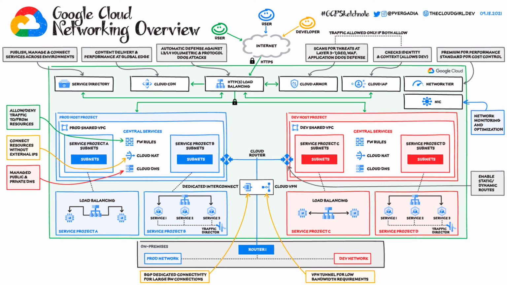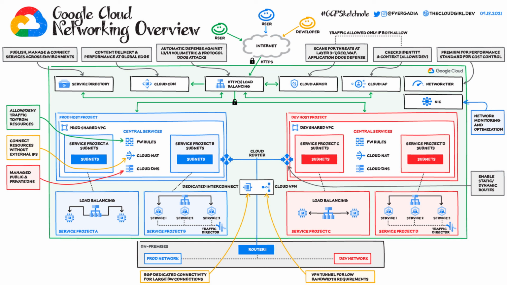You can also create your own custom networks, where no subnets are created by default, and you have full control over the subnet creation in the custom mode. So if you don't go to the auto mode, you have to define your own CIDR ranges for your subnets. And the main goal of VPC is the separation of network resources.